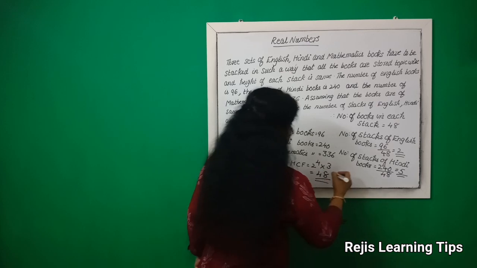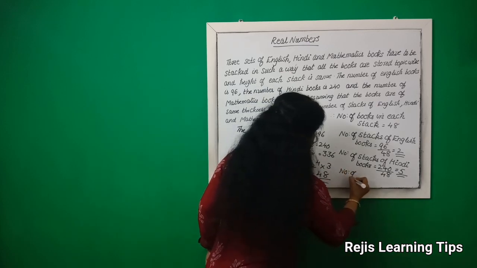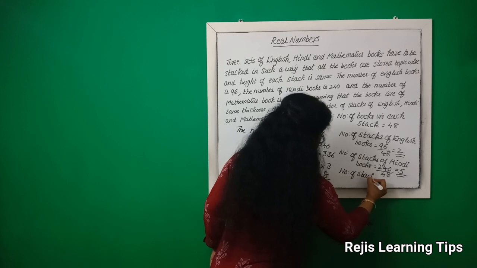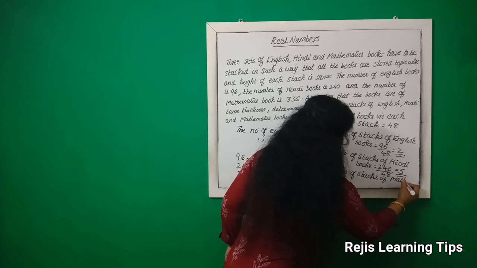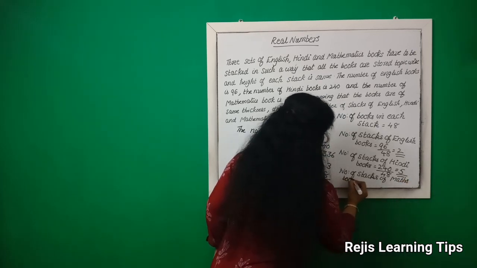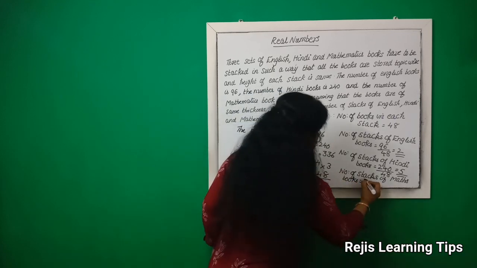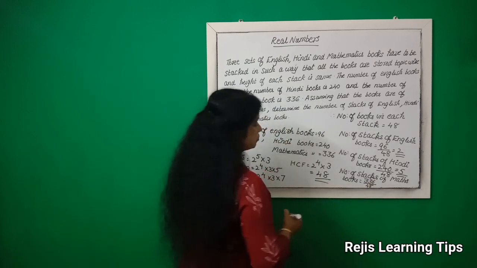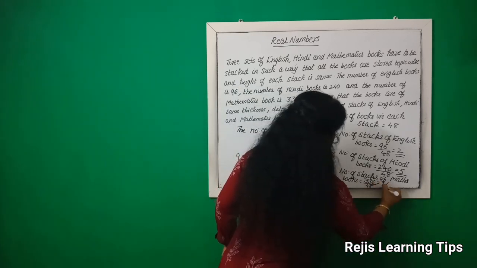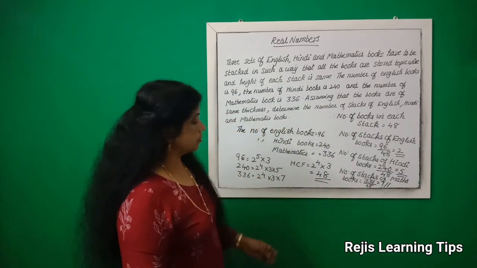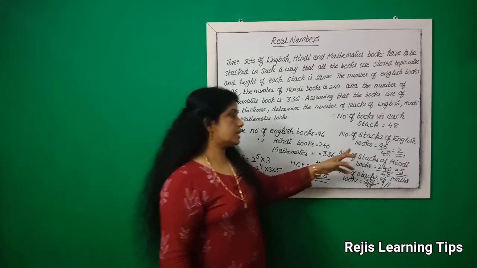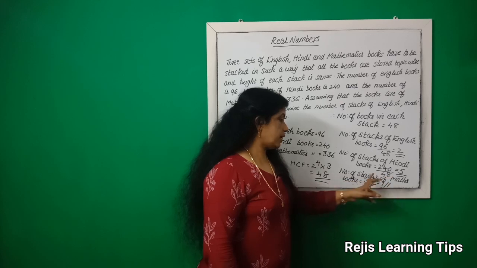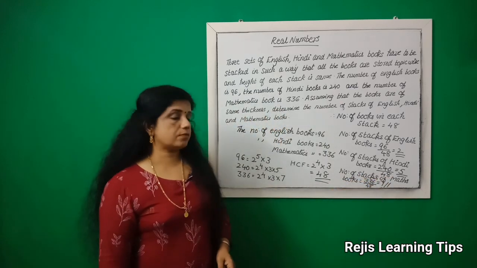The number of stacks of mathematics books is equal to 336 divided by 48, that is equal to 7. Therefore the number of stacks required for arranging English books is 2, for Hindi it is 5, and mathematics books it is 7.